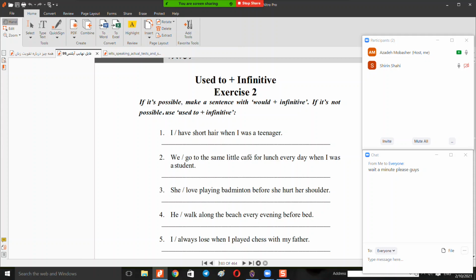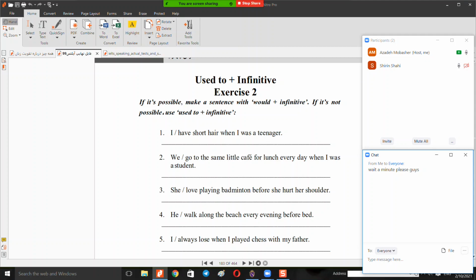And we can use it for action and position, both of them. Do you mean position? Position, right? "منظورم هم برای حالت ها میتونیم استفاده کنیم، هم برای مثلا کارهای فیزیکی". For example, I used to have.